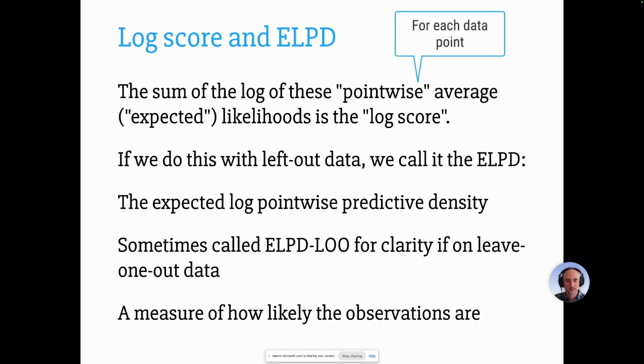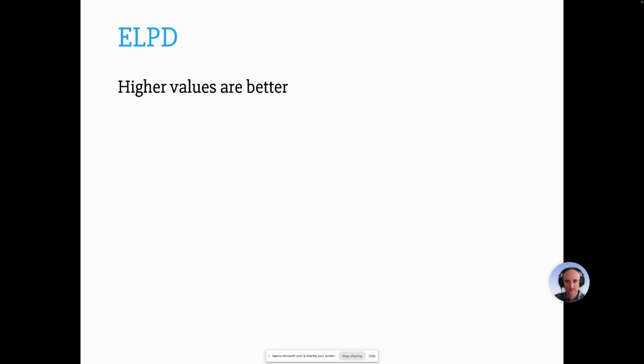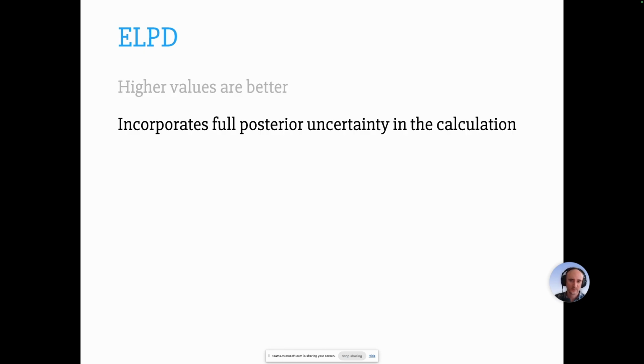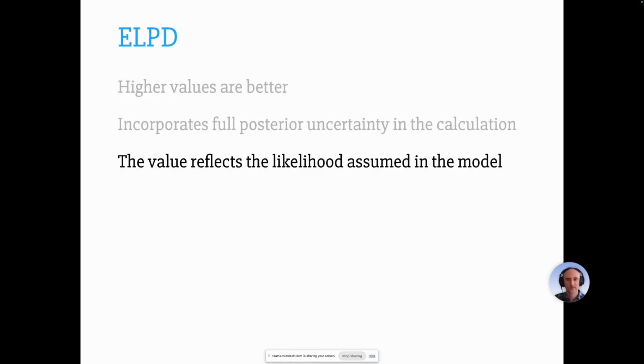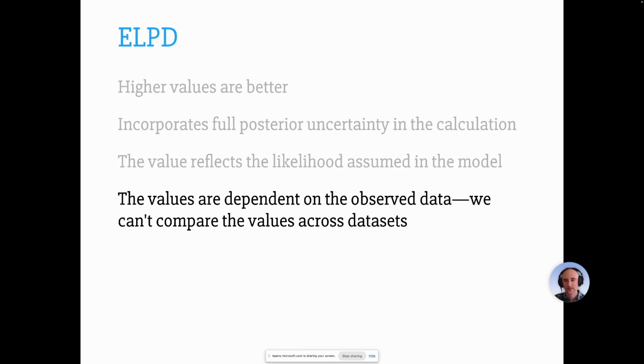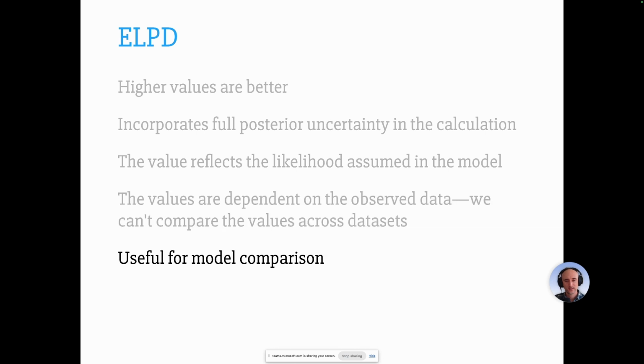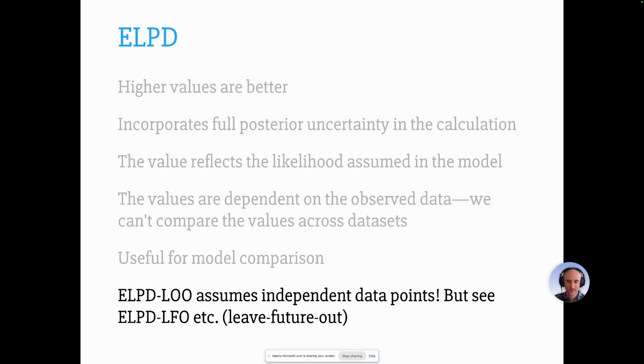And it's a measure of how likely the observations are. So with ELPD, higher values are better. It incorporates the full posterior uncertainty in the calculation. The value reflects the likelihood assumed in the model. The values are dependent on the observed data, so we can't compare the values across data sets, just like how we can't compare AIC across different sets of observations. They're scaled by the data we observe. They're useful for model comparison.